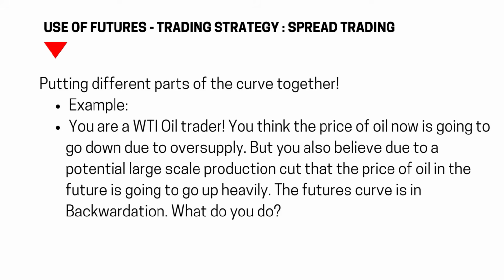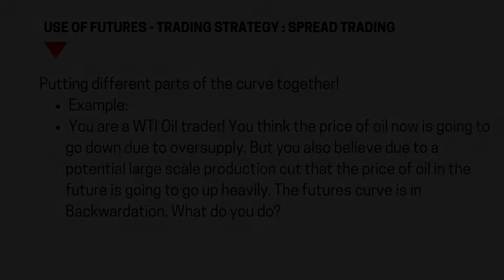That's called the spread trade, and it's putting different parts of the curve together. Now, we're an oil trader again, and we think the price of oil now is going to go down due to oversupply, but you also believe that, due to maybe potential large-scale production cuts, the price of oil in the future is going to fall heavily. The futures curve currently is in backwardation, so what do we do as that trader to make some money?